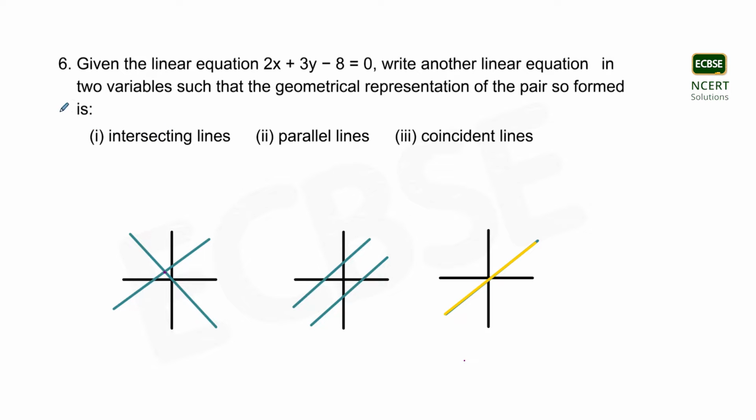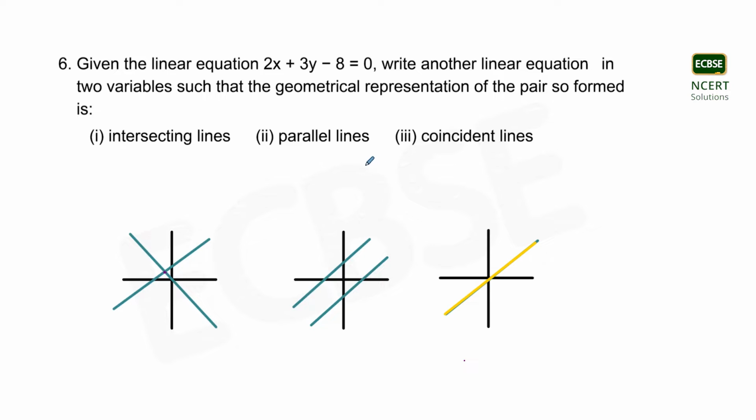Hello students, so here we are with question 6 of exercise 3.2 of the chapter Pair of Linear Equations in Two Variables. The question is: given the linear equation 2x + 3y - 8 = 0, write another linear equation in two variables such that the geometrical representation of the pair so formed is intersecting lines, parallel lines and coincident lines.